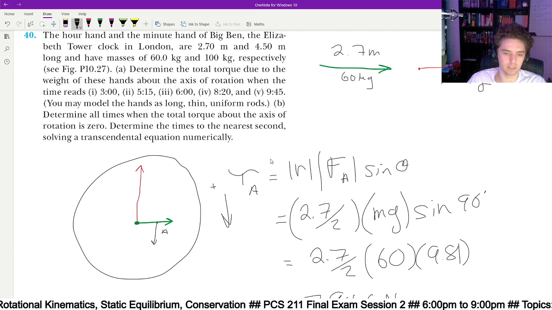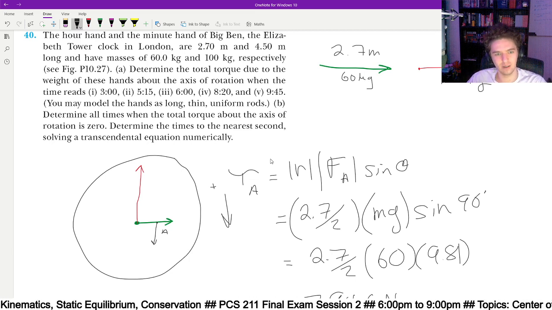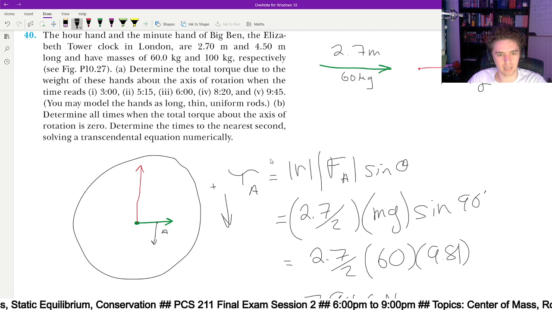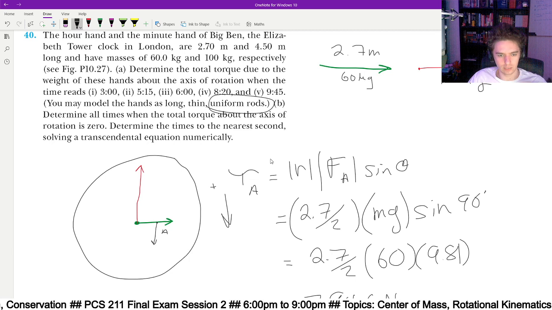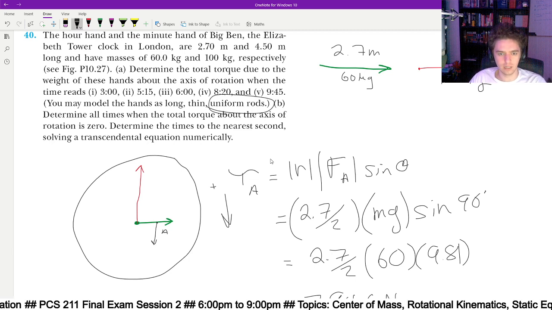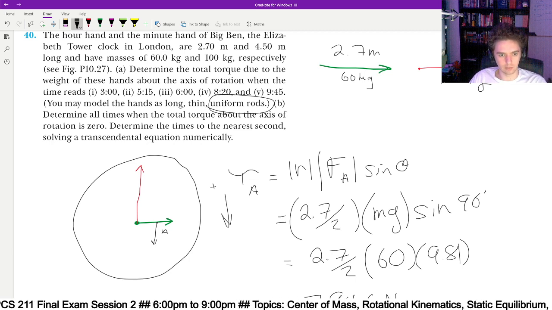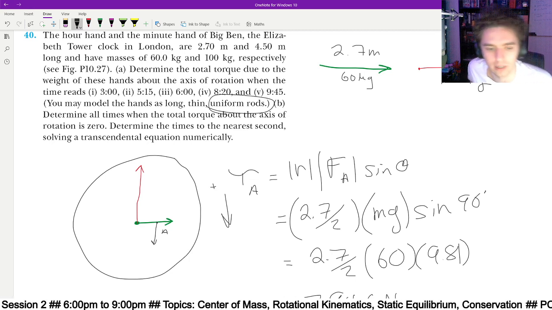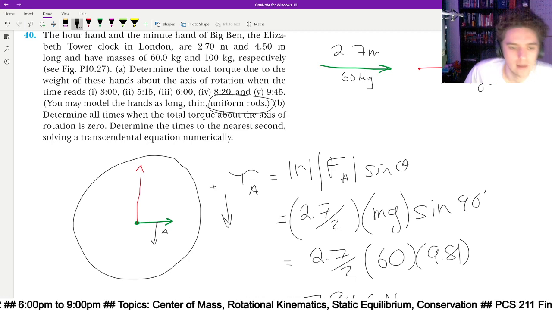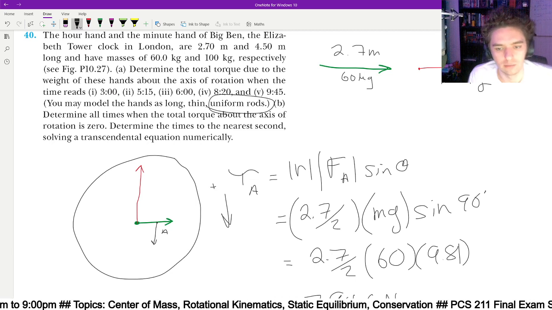And that depends on, oh no, actually here you go: you may model the hands as long, thin, uniform rods. So it's uniform, so it's equal density throughout the whole thing. So it'll just be in the middle. The center of gravity will be in the middle. And so you treat it like the force is acting at the center of gravity, which is halfway down the rod.